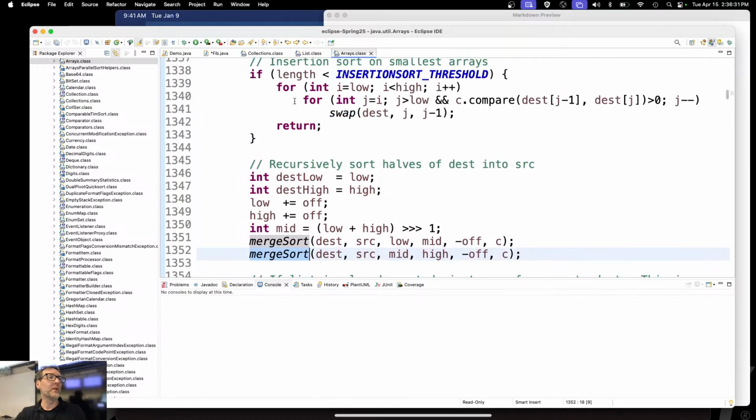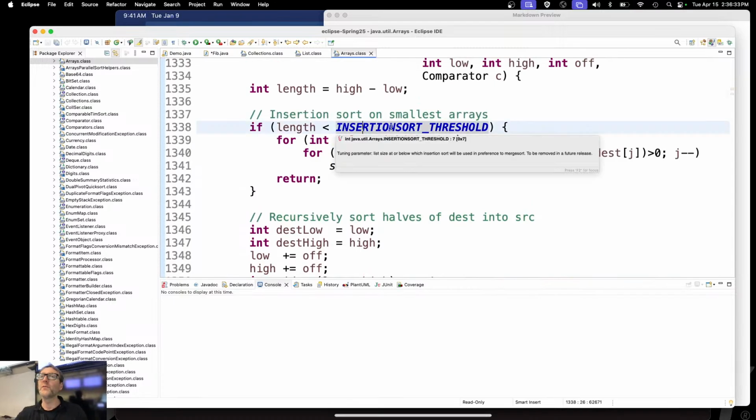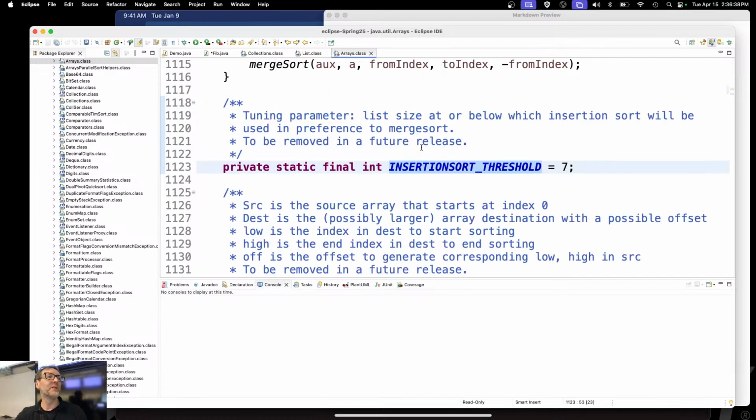What does small enough mean for Java? What is the insertion sort threshold? 7. If you have an input of only 7 elements or fewer, it won't do merge sort. It'll do insertion sort because it's faster. Otherwise you end up paying for the recursion. Function calls are expensive in practice. And why would you do that for something so small? With 7, all you need to do is arrange it really quick.